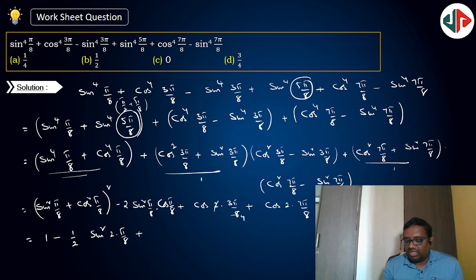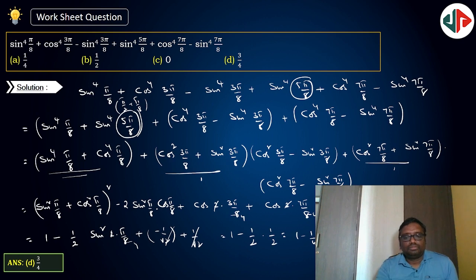What is this value? 3 pi by 4, in the second quadrant, cos is negative: minus 1 by root 2. This is 7 pi by 4, fourth quadrant, where cos is always positive: 1 by root 2. So both values will be cancelled. 1 minus 1 by 2 into, this is pi by 4, so 1 by root 2 whole square means 1 by 2. 1 minus 1 by 4 means 3 by 4. That is a good answer. Good question.